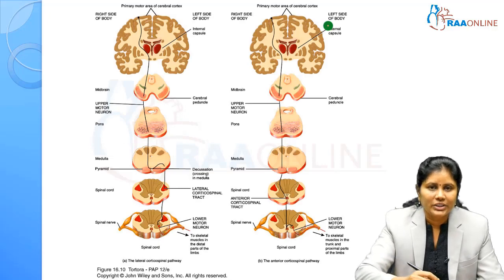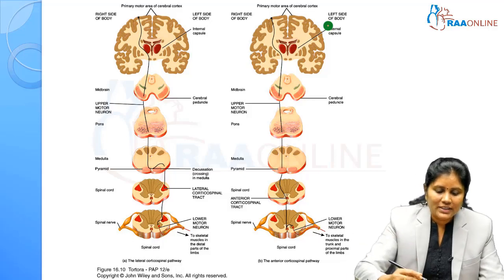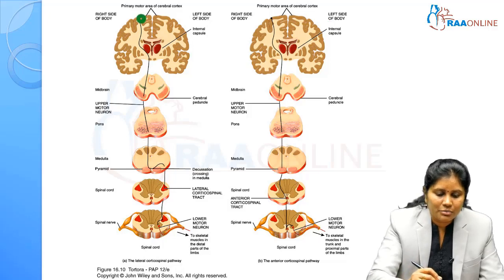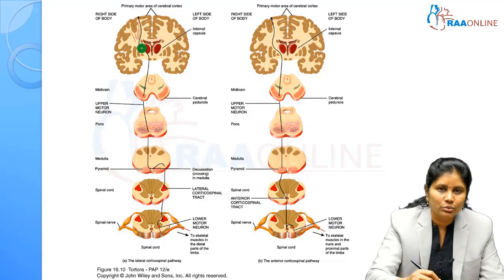So in a nutshell, this is the picture of the descending tracts, both the lateral and the anterior corticospinal pathway. You can see here the origin comes from the primary motor area of the cerebral cortex. From there it spreads over a fan-like area. The fibers enter the internal capsule, the anterior 2/3 of the posterior limb of the internal capsule. From there it enters the midbrain, in the middle 3/5 of the midbrain.